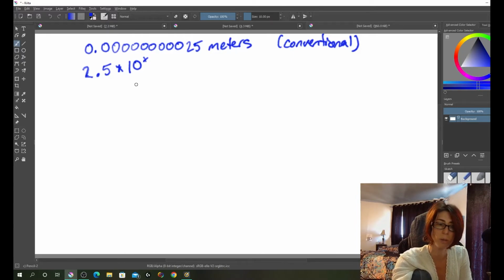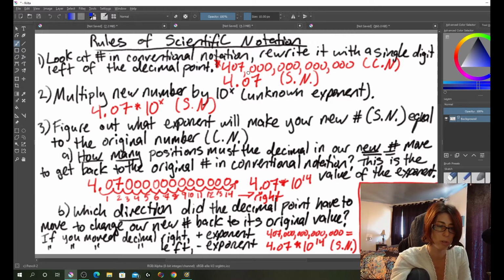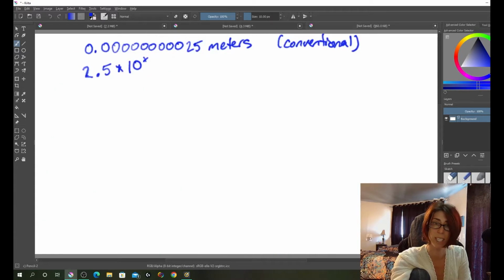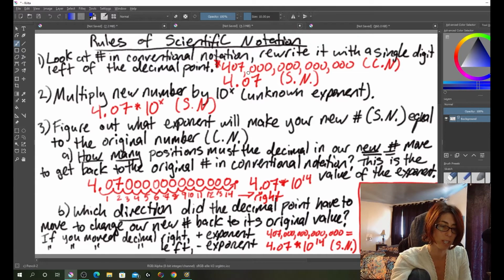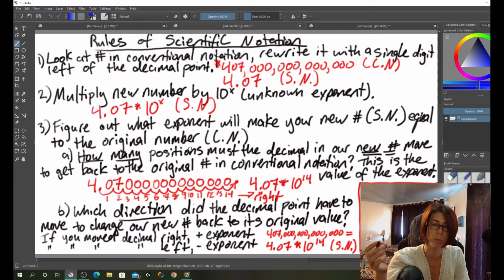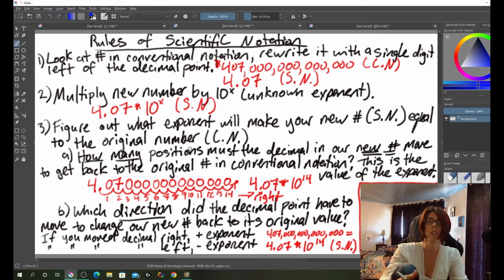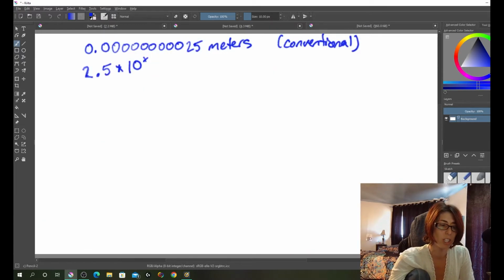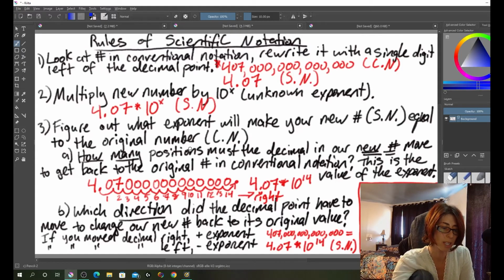So this was step 2. Remember step 2, multiply the new number by 10 to the x. That's what I did there. And step 3 is to figure out what the exponent needs to be. What exponent will make our new number in scientific notation equivalent in value to the original number that was written in conventional notation? So basically, how are we going to make 2.5 the same as 0.000000025? What does the exponent need to be to make these two values equal? So step 3 tells us how to do that.